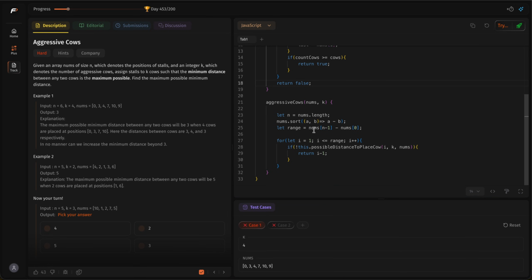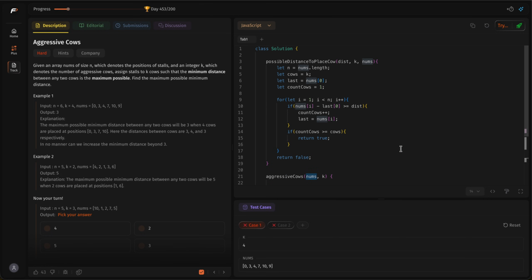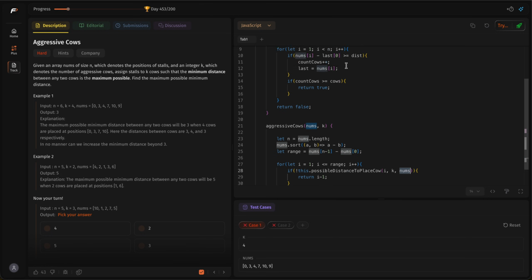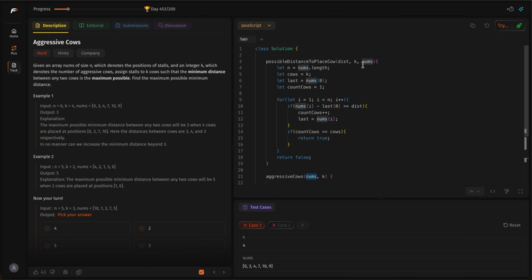Over here I have a range, I have a sorted array. On the range I am iterating from 1 to the last number of the range. And over here I am sending the distance which I am looking for, distances like what we have seen, 1, 2, 3, 4, and the number of cows and the nums parameter. I'll place the distance, cows and nums, and this is the array.